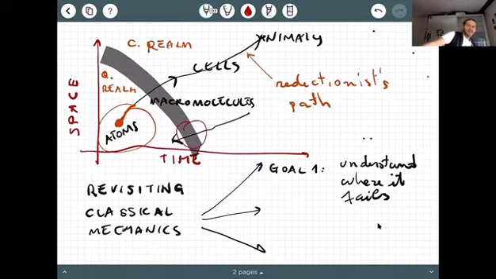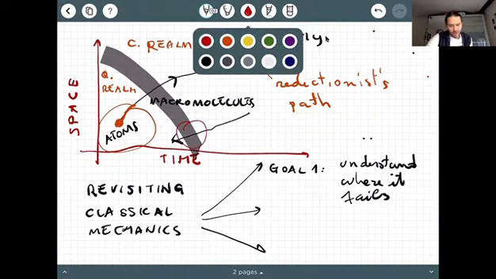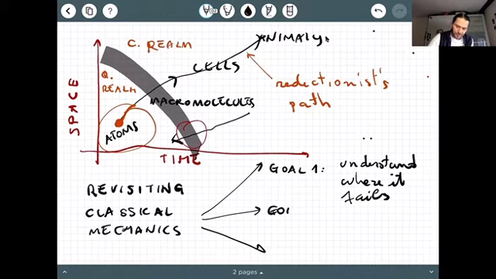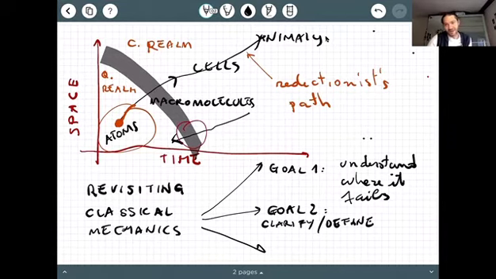And the second reason, perhaps less clear at this level, for revisiting classical mechanics, now goal number two, is to clarify or define, depending on whether we have it already sort of clear or we have to really start from scratch, the notion of physical theory.